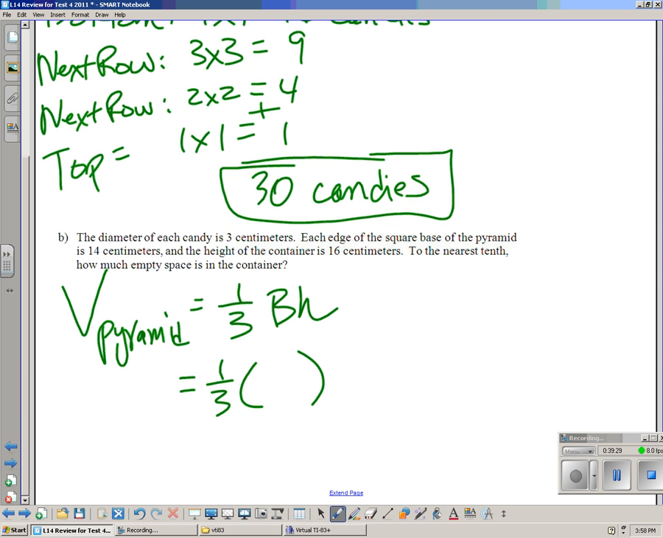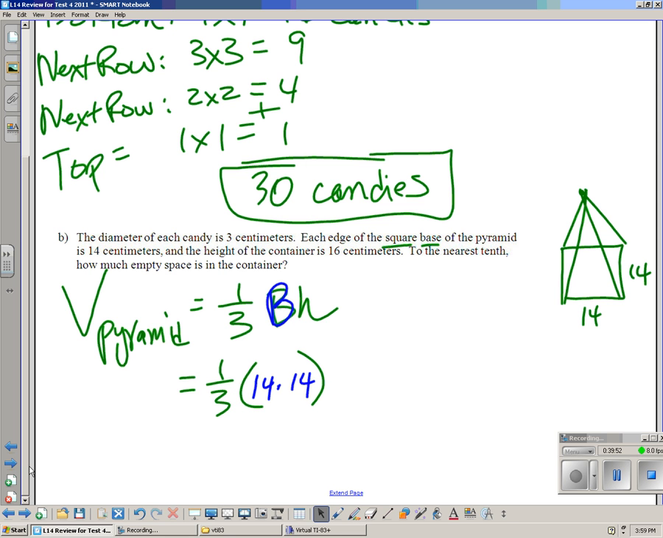Now, each edge of the square base is 14 centimeters. So if I redrew the pyramid for a moment here, each edge would be 14. And big B means the area of the base. So I can do 14 times 14 to get the area of the base. So 14 times 14 to replace big B.